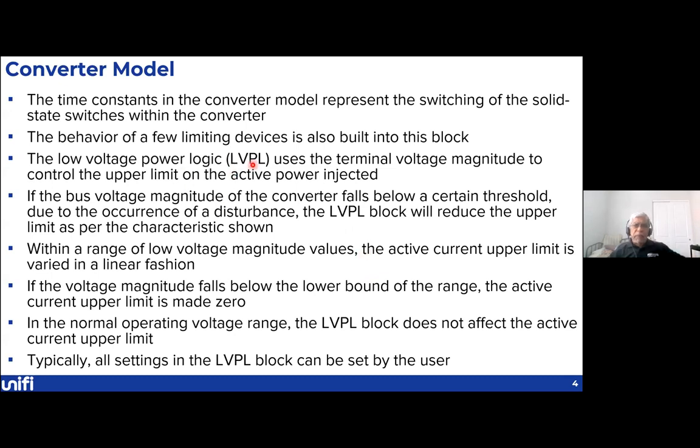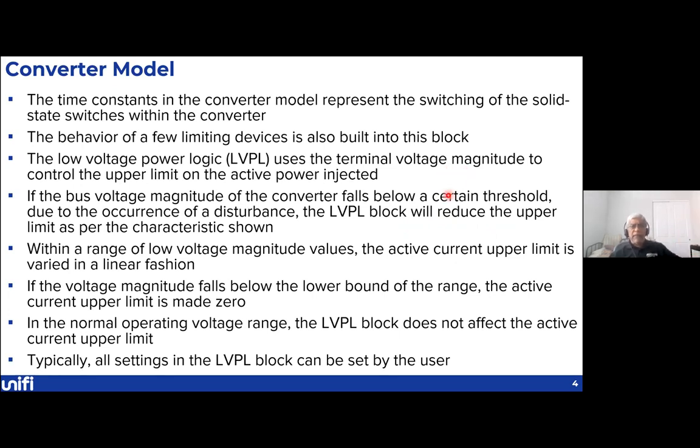The behavior of a few limiting devices is also built into the blocks, the most essential ones. The low voltage power logic, which I showed you on the previous figure, uses the terminal voltage magnitude to control the upper limit on the active power injected. If the bus voltage magnitude of the converter falls below a certain threshold, say because of a disturbance, the LVPL block will reduce the upper limit as shown in the characteristic, which is a linear characteristic. It varies within low voltage magnitude values, and the current limit is varied in a linear fashion. If the voltage magnitude falls below the lower bound of the range, the active current limit is made 0. In the normal operating voltage range, the LVPL block does not affect the active current limit.